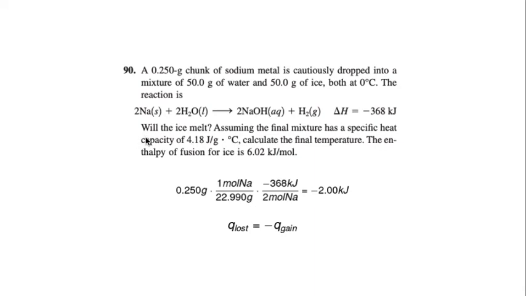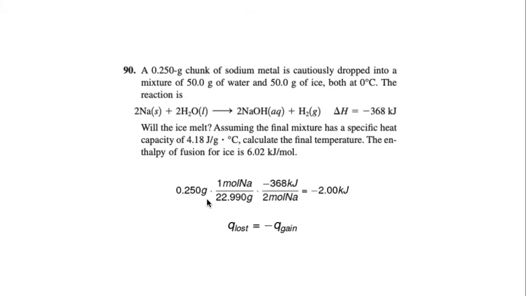So the question is, will the ice melt? Assuming the final mixture has a specific heat capacity of 4.18 joules per gram degree Celsius, calculate the final temperature. The enthalpy of fusion for ice is given. So here, again, you begin with the sodium metal, and we need to find, based upon this chemical process, how much heat energy would be released by this process.